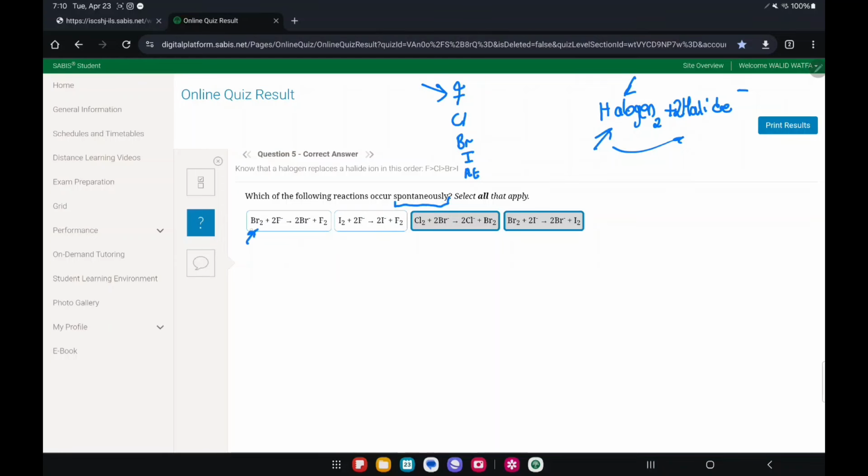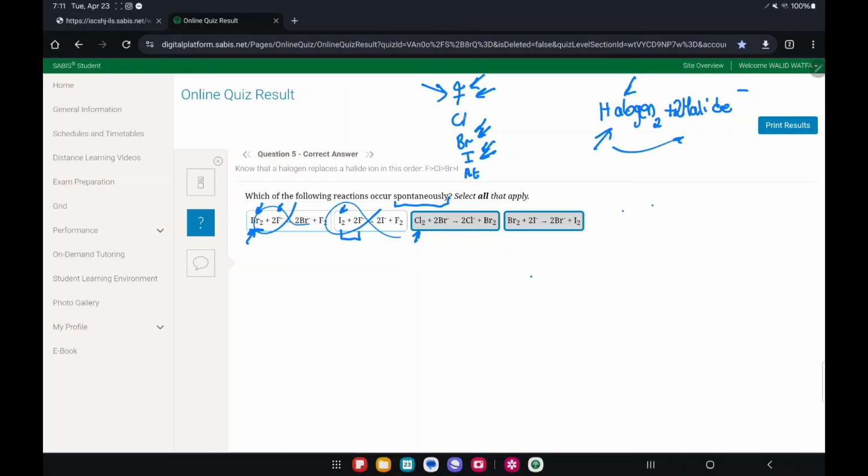So let's see here, Br2. Br2 is the halogen, okay, and then F minus is the halide. Br, F. The halogen is supposed to be above the halide. In this case, Br isn't above F, so this is wrong. And then I2 and 2F minus. I is down here, F is here. Which one's the halogen? It's I2. So I2 is supposed to be above the F, but I is actually under, so you cross it out.